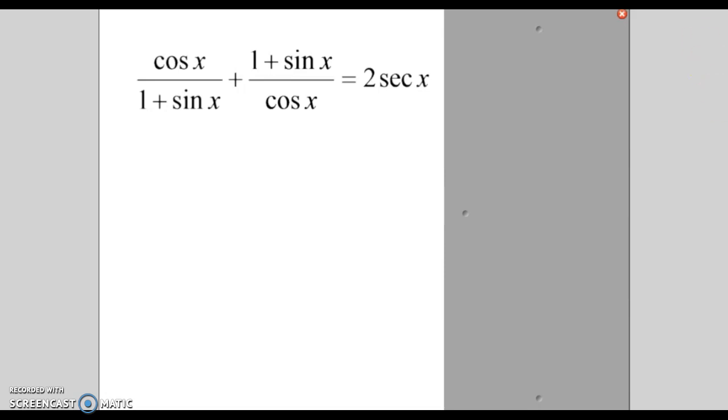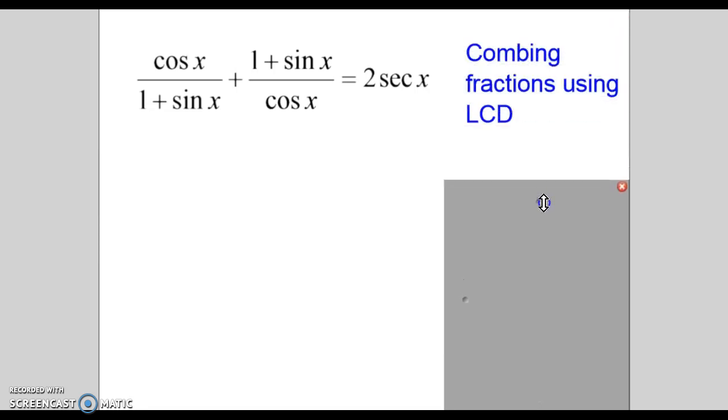Let's take a look at what we're going to do to solve this one. For this problem, our hint or our strategy that we're going to use is we're going to combine these fractions over here on the left side by using a least common denominator. So here's what that looks like.